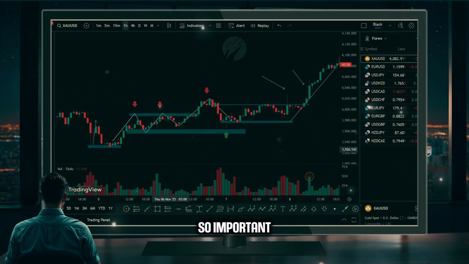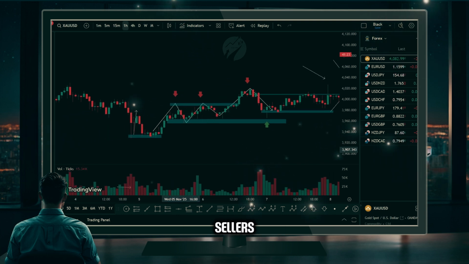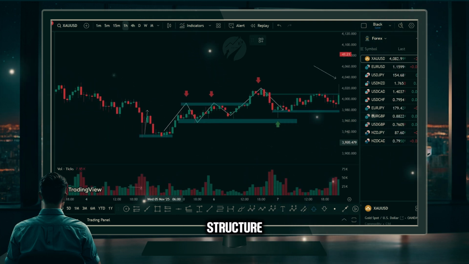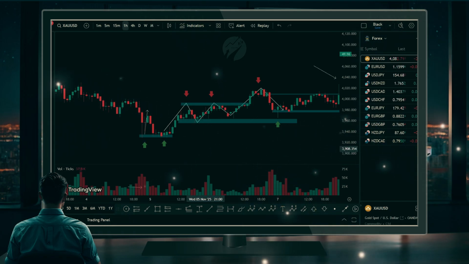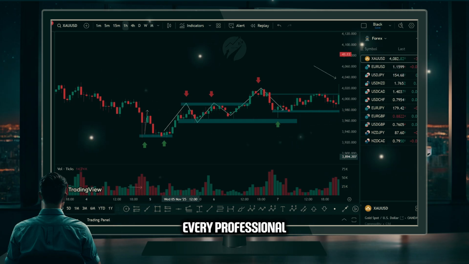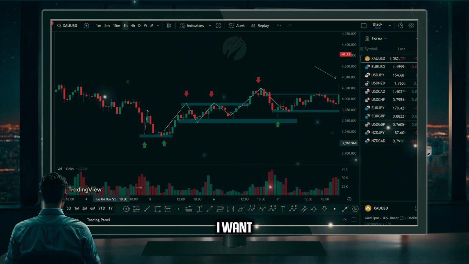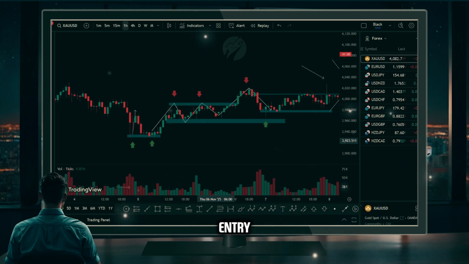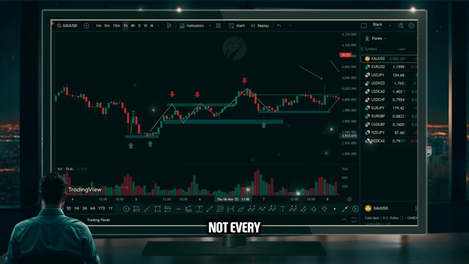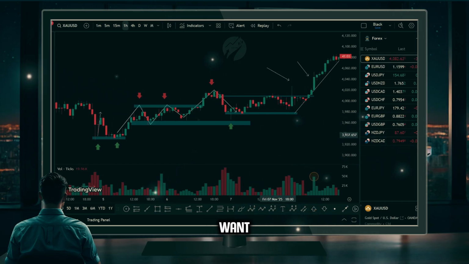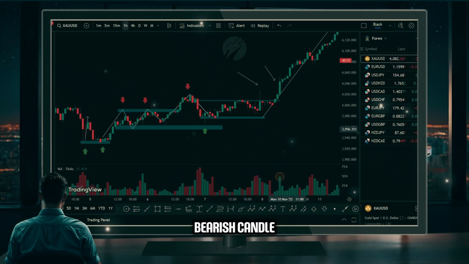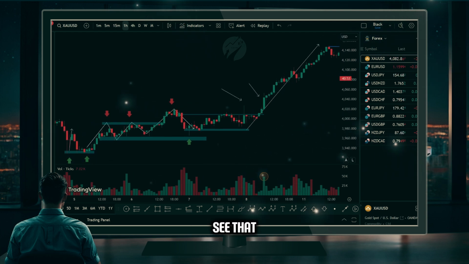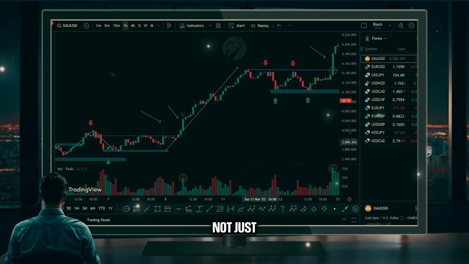Why is this touch so important? Because it is where buyers challenge sellers. Buyers try to break structure, but when they fail to break the trend line, they get pushed back, creating a rejection. And that rejection is the entry opportunity every professional trader looks for. I want you to remember, not every touch is an entry. Not every touch is reliable. Not every touch will cause the market to bounce the way you want. You need confirmation. A strong rejection candle, a pin bar, an engulfing candle, or simply a long bearish candle wiping out buyers' efforts. When you see that, you are seeing market psychology, not just lines.